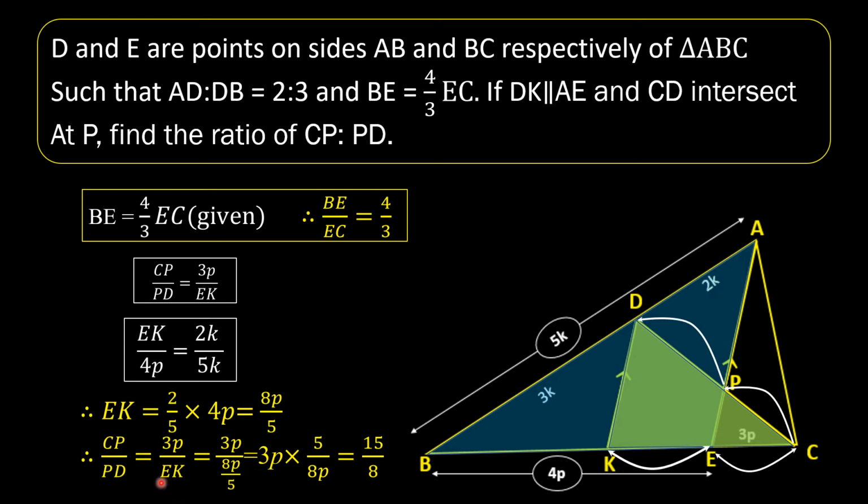Now, CP over PD is equal to 3P over EK. That is our equation, where EK is 8P over 5. We substitute there and we simplify. P and P cancelled. We get 15 over 8 as the answer.